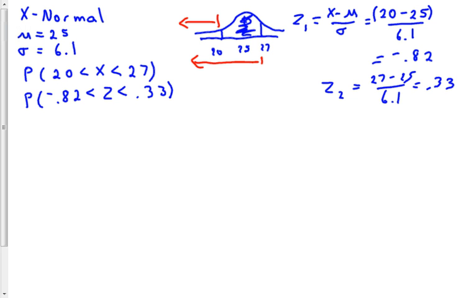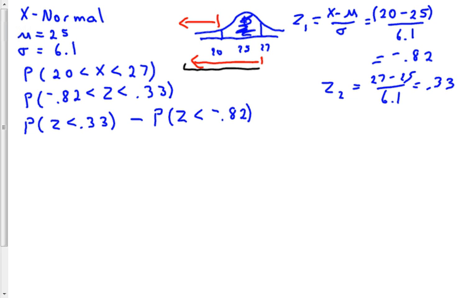Since you can't look up between, we're looking at the probability that z is less than 0.33 minus the probability that z is less than negative 0.82. All of this part, but we're subtracting off this part. That leaves us with that little piece right in there that we're looking for.